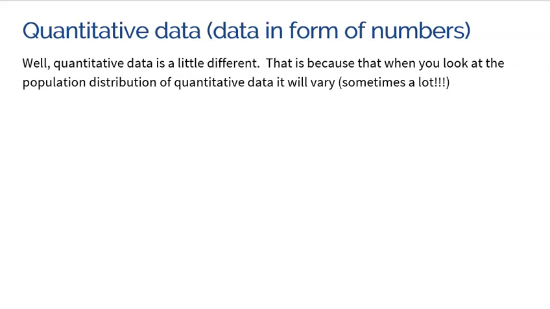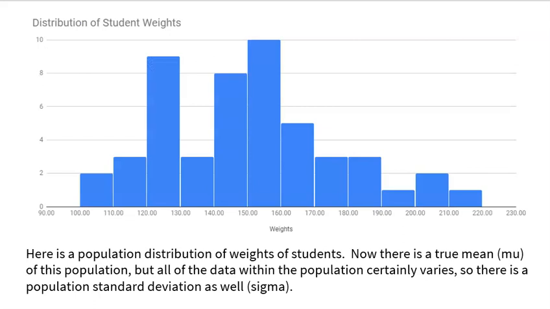Let's look at an example of students, right? Here is a distribution of the population of all the weights of students. Weights are quantitative, they're numbers. So here is all the students. Now, this data set does have a true mean, right? I mean, if this is a population, there is going to be a mu, one number that represents the mean of all the students. But each of those individual students are going to vary. And that's why there's a standard deviation that comes with that population as well. Again, with proportions, the population is one number. There is no standard deviation because populations don't vary for proportions. But for means, the population is going to vary.